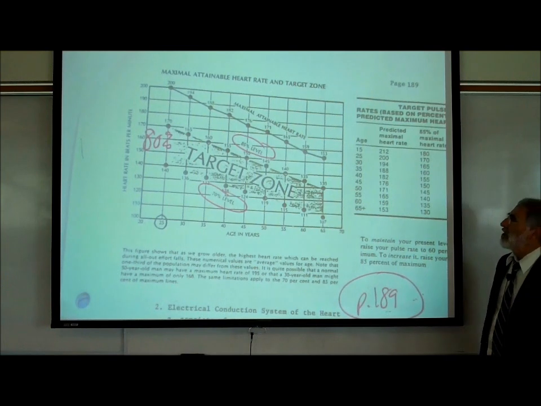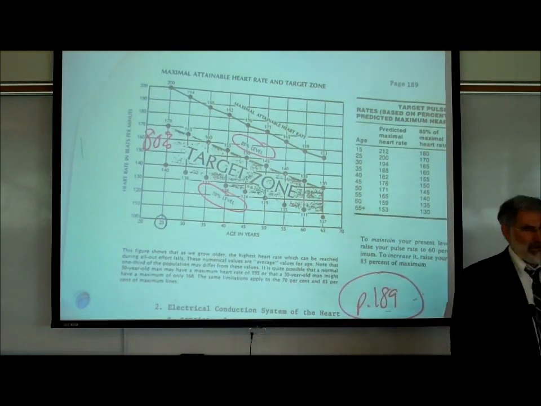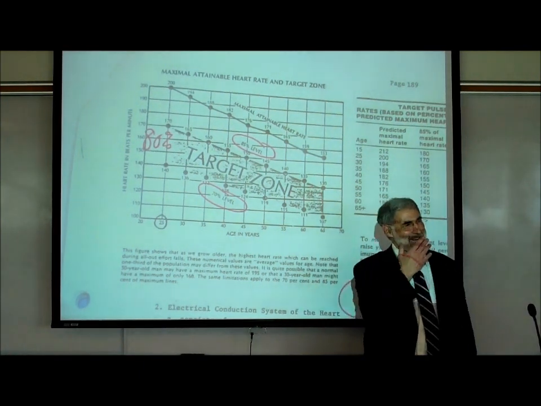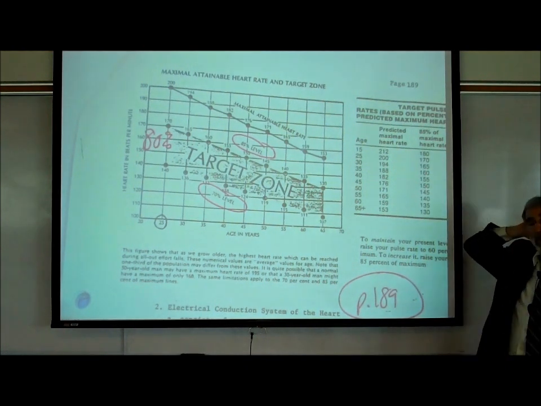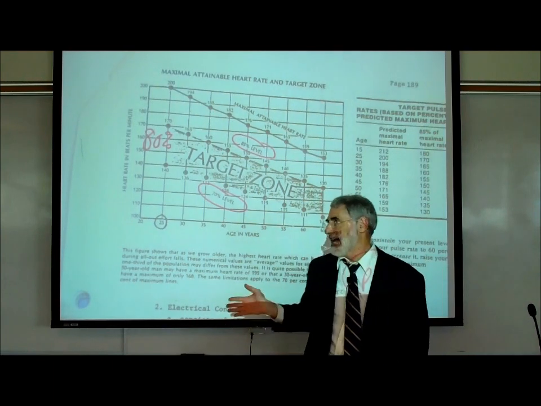And what we also notice is that as we grow older, what happens to our theoretical maximal heart rate? It goes down, it declines. Can't get it up like it used to. And that's because the heart cells need longer and longer to recover between one action potential and the next.